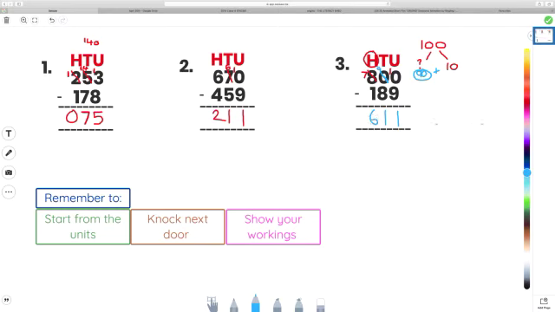So there you have it. This is how we do subtraction. I'm going to put some up here as well for you to have a go at. Let me know how you get on, and I look forward to seeing what you do. Good luck.